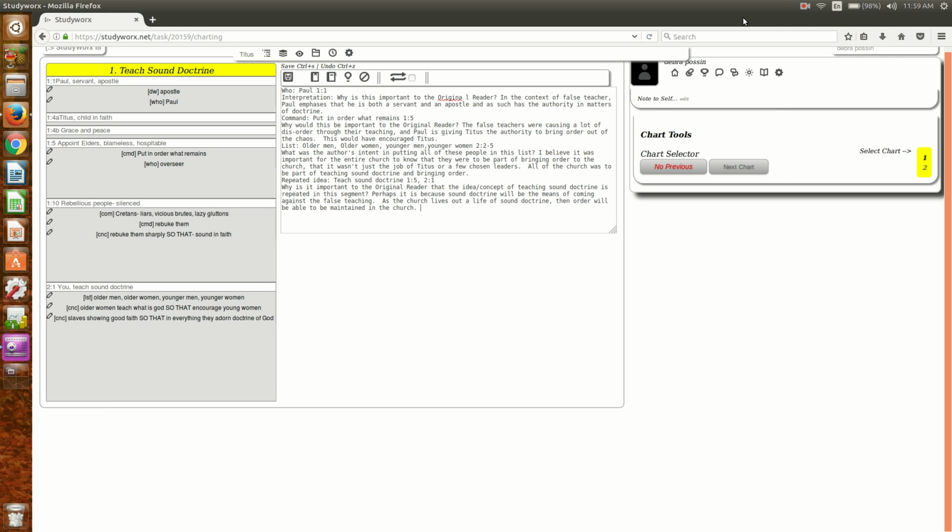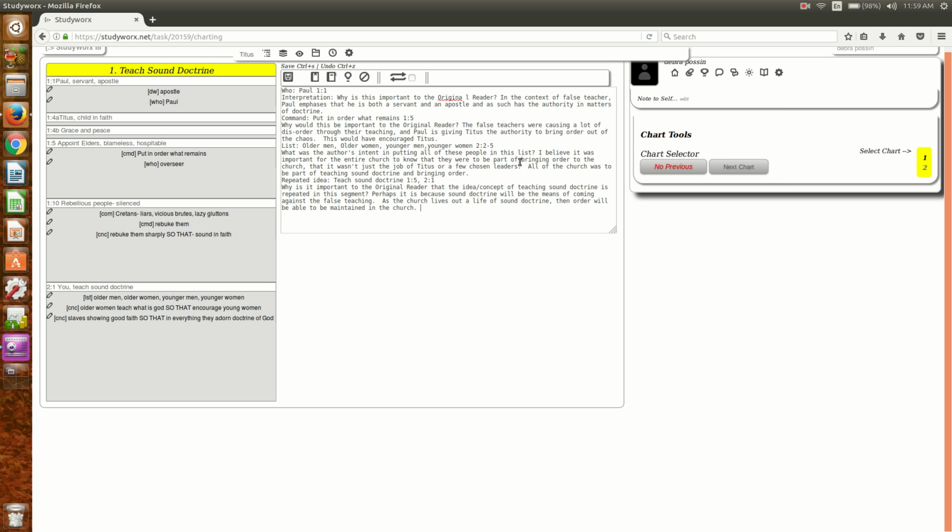Okay, so we're working on our outside observations and interpretations. You can see where the first one was Paul 1:1. The interpretation would be, why is this important to the original reader? Then you answer the question. In my case, I answered it in the context of false teachers.